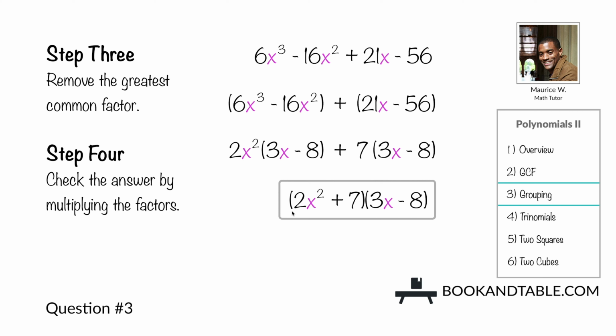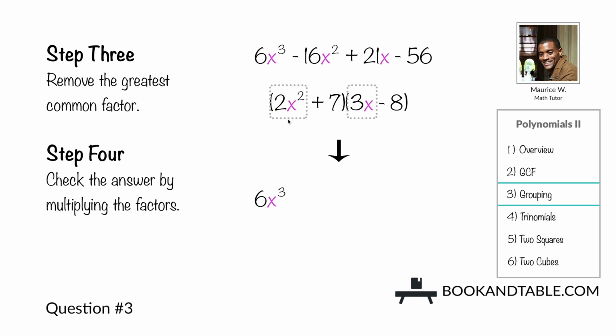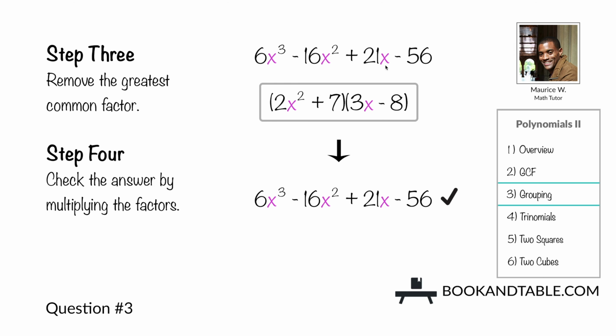And we can check the answer by multiplying these factors, giving us 2x squared times 3x, which is 6x cubed. 2x squared times negative 8 would give you negative 16x squared. 7 times 3x gives you 21x. And 7 times negative 8 is negative 56. So since our final polynomial matches our original polynomial, that confirms that the factors we wanted are 2x squared plus 7 and 3x minus 8.